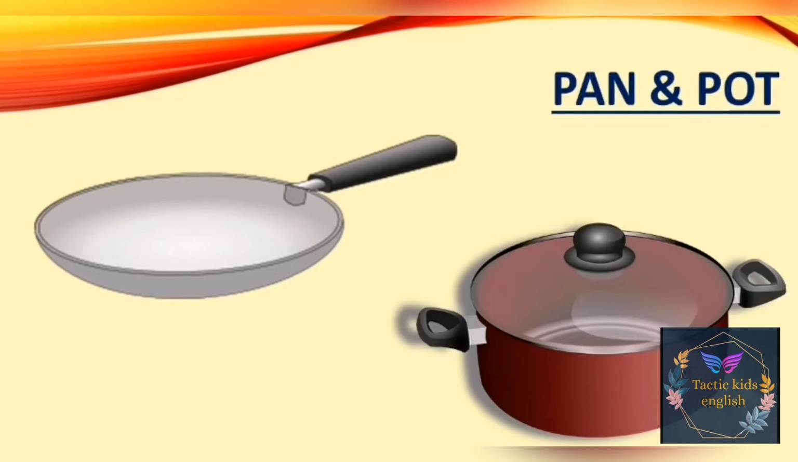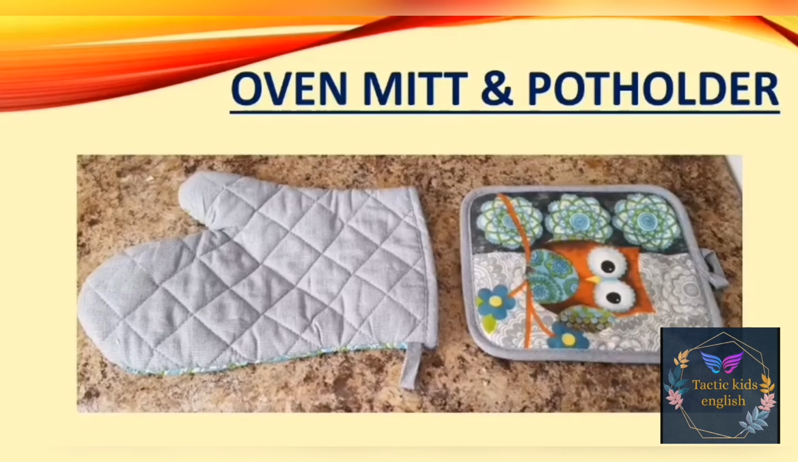The top part of the pot is called a lid or cover. It can be made of metal or glass. Oven mitt and pot holder. An oven mitt and a pot holder help protect your hands when you touch hot pots and pans.